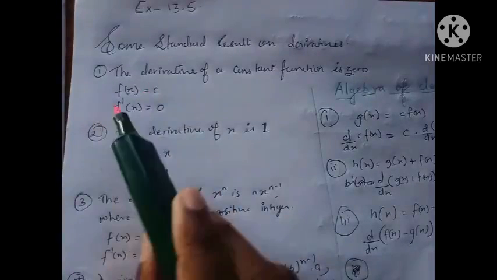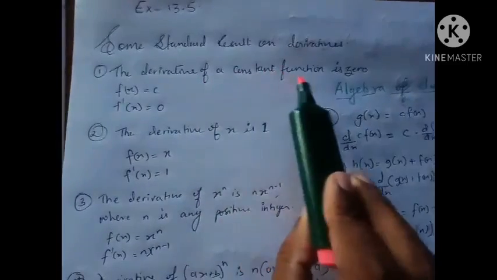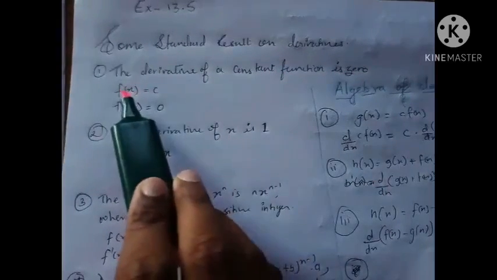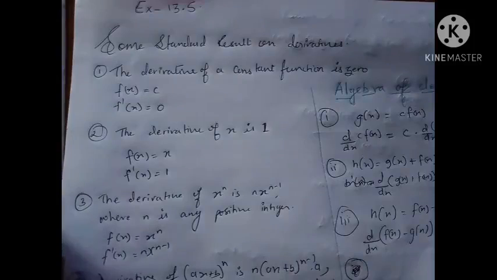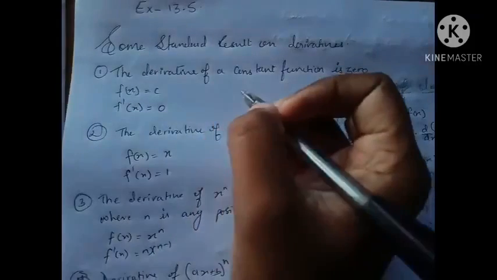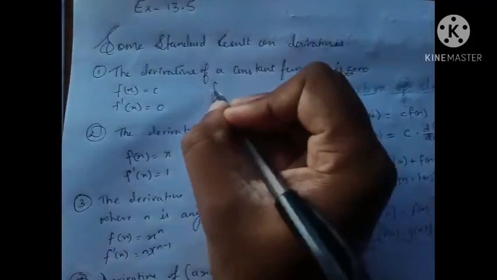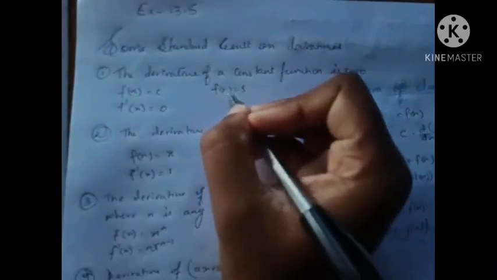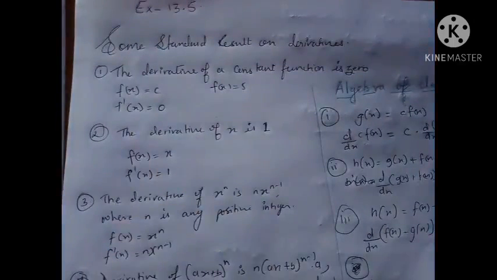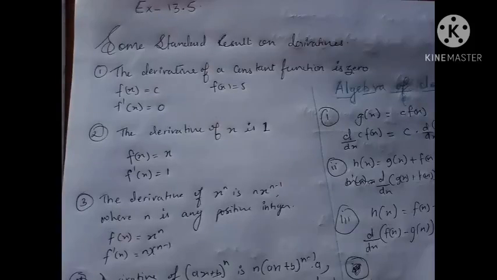The very first one is the derivative of a constant function is 0. So if this is a function f(x) and I have written 5, or any constant number c, say f(x) equals 5, and I have to find the derivative of this function, the derivative of a function which contains a constant number is always going to be 0. The derivative of every constant term is 0.